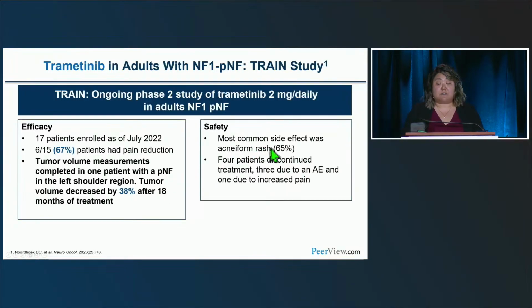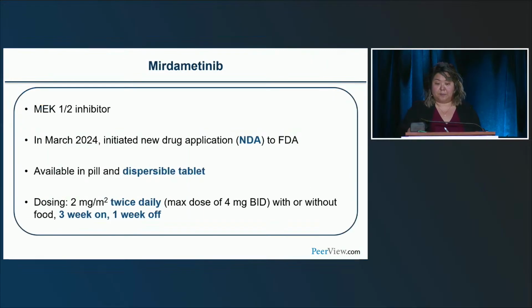The most common side effects for the trametinib that was seen in the adults was 65%, and that was the primary reason for discontinuing treatment. 4 patients discontinued of the 17, 3 due to the adverse events and 1 due to increased pain.